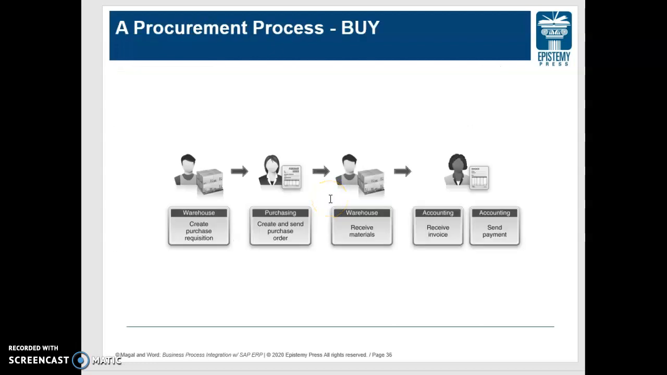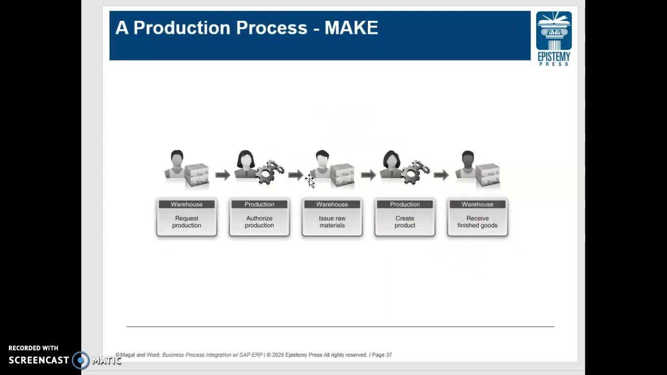So again, one of the key processes is buying. When we're buying, there's a bunch of different activities involved: buying materials to make products or deliver services. When we buy something, again, we need warehousing to store the material, we need purchasing to buy it, and we need accounting to pay our suppliers.